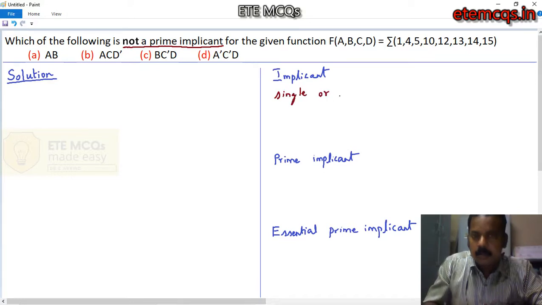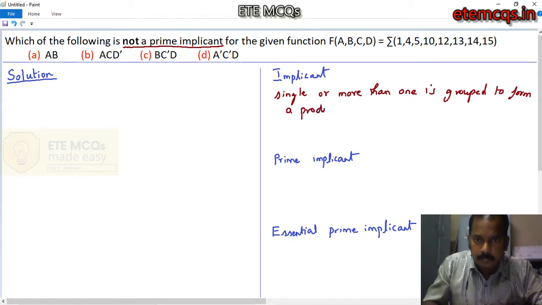Or more than one ones grouped to form a product term. Okay, that is an implicant. You can have a single one and you find the respective product term, you call it as an implicant.